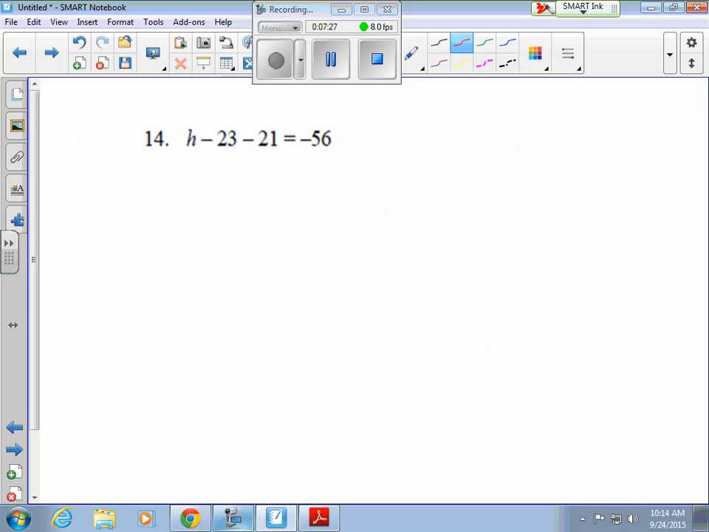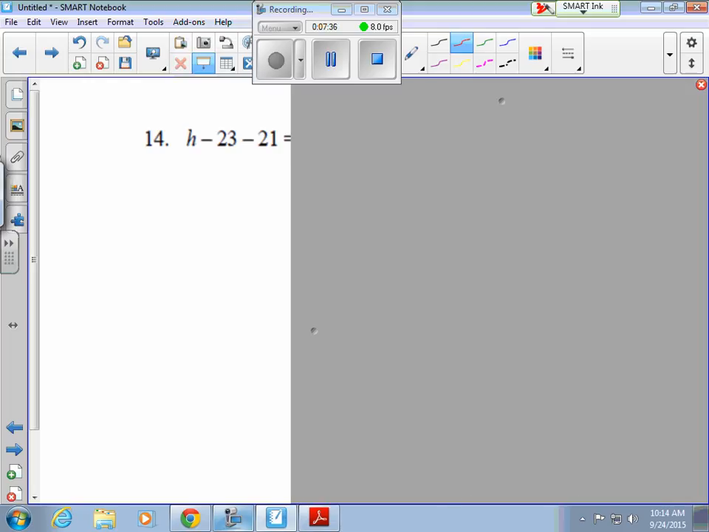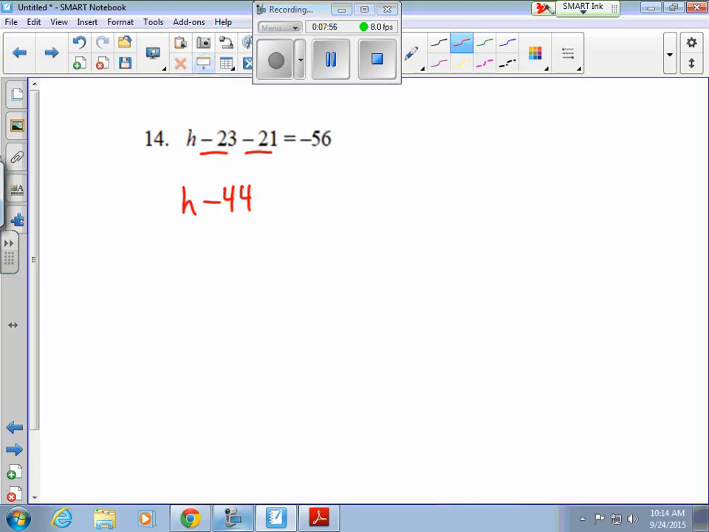H minus 23 minus 21 equals negative 56. Before we try to move anything across, we have to look and make sure each side is simplified. Simplified means no grouping symbols and all like terms are combined. Right here we have negative 23 and negative 21, which we can combine with each other. Same sign, so add them up. 23 and 21 is 44, and keep the common negative. Now it says H minus 44 equals negative 56.